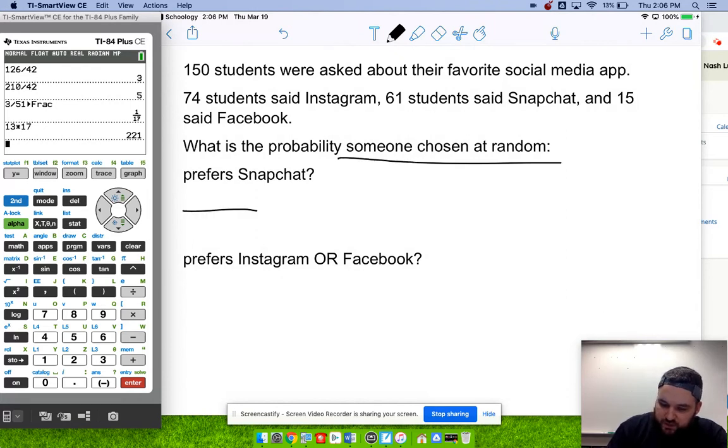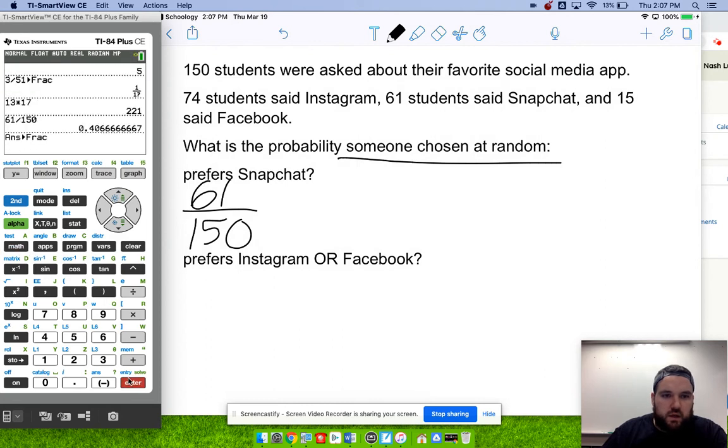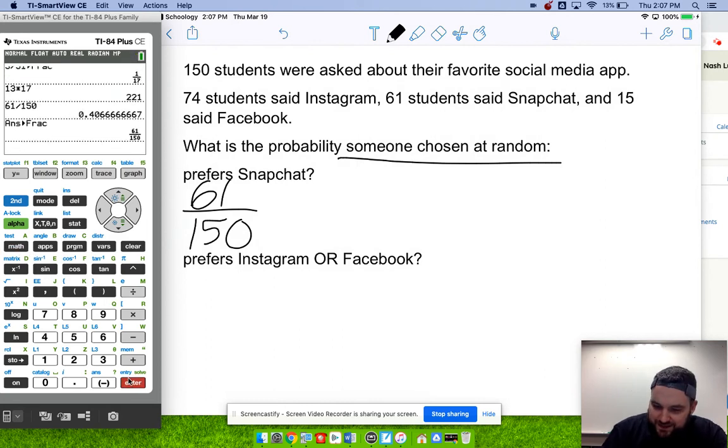So I know my sample space is going to be 150. My event is that they prefer Snapchat. It very clearly shows that 61 people prefer Snapchat. So 61 out of 150 as a decimal is 0.406 repeating. I don't know if that reduces. It does not.